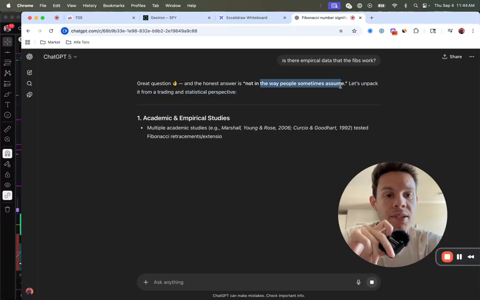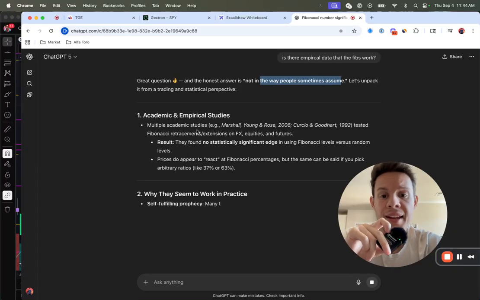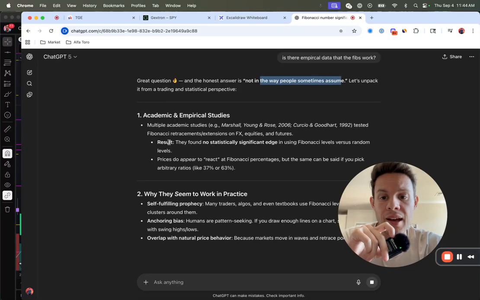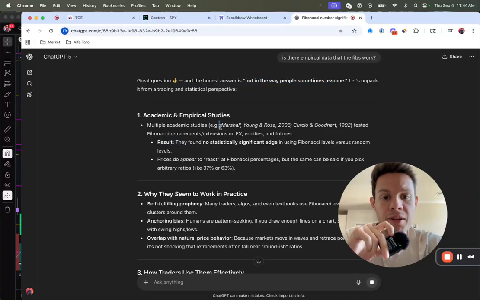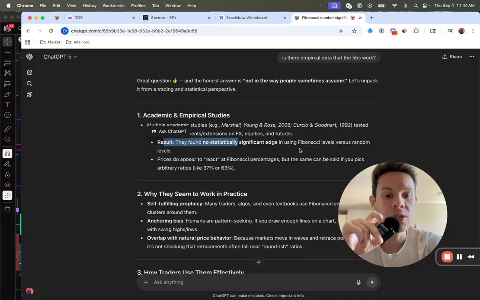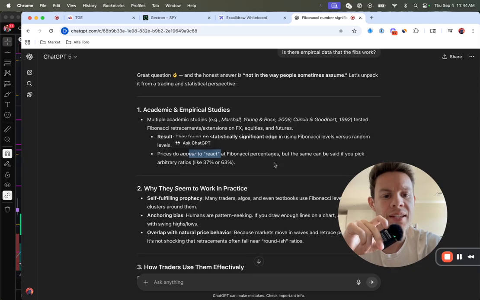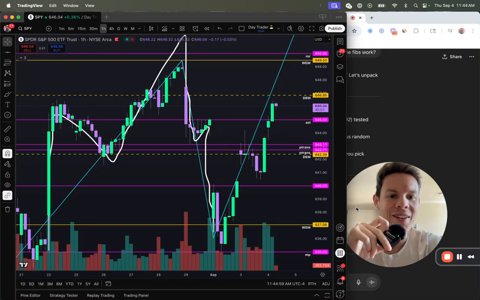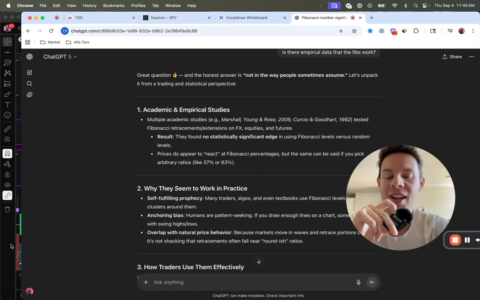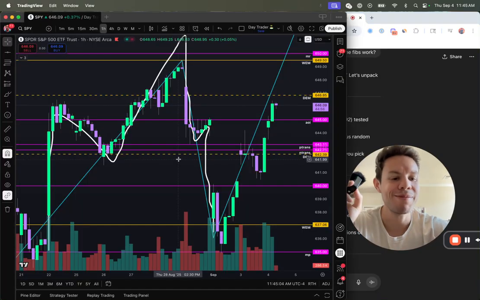Let's unpack. Okay, academic and empirical studies. The result is that there was a Marshall, Young, and Rose. Okay, the result is that they found no statistically significant edge in using the Fibonacci levels versus random levels. Prices do appear to react at Fibonacci percentages, but the same can be said if you pick arbitrary ratios like 37% or 63%. Okay, so all in all, there's really no edge in using the Fib tools. Perfect. So ChatGPT already proved me right, right?